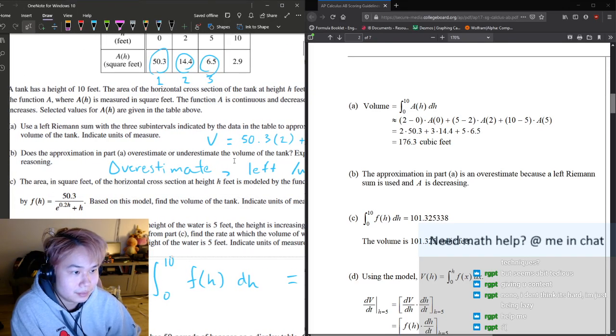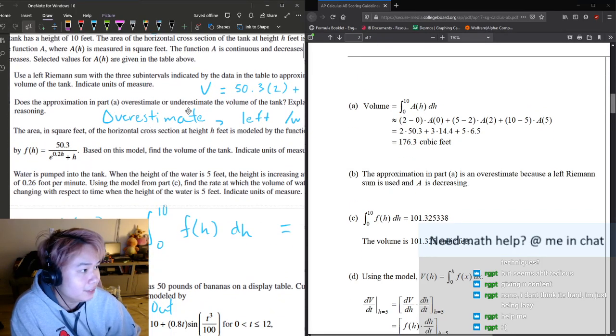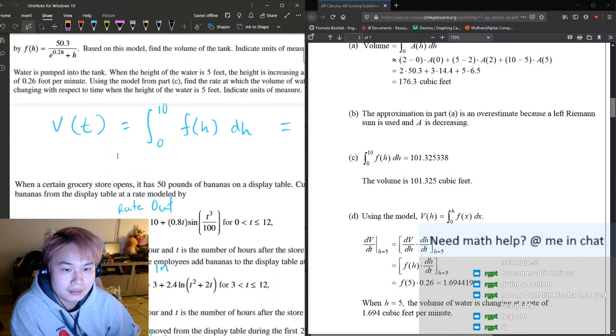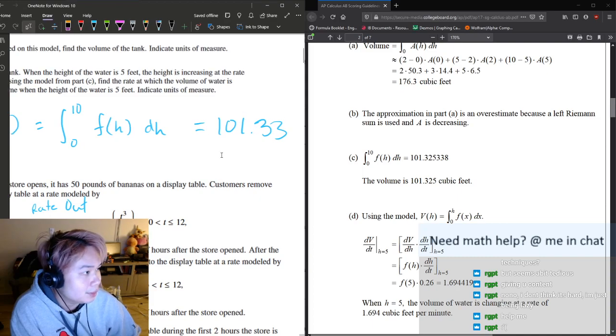Well, Emily was working for NAS. Okay, part B. We have an overestimate. It says overestimate. That's good. And then Danny is working for London Drugs. And he's 101.33.